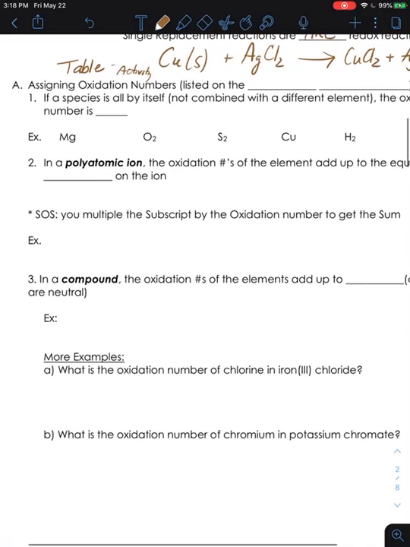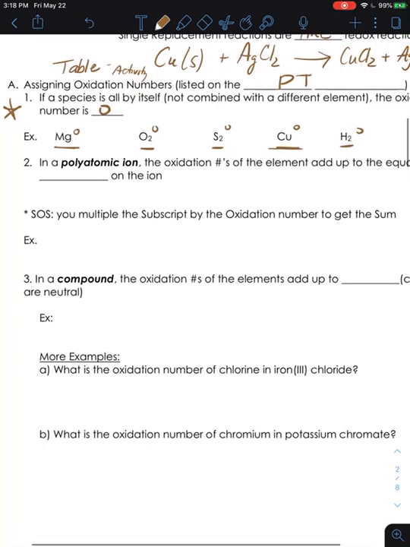So taking a look at these oxidation numbers, like we said, it's listed in the periodic table. Key rule, do not forget, if it is by itself, by definition, it has no charge. So magnesium, a metal, no charge. Looking at our diatomic gases, if they're by themselves, and that's how they're found in nature, it's going to be an oxidation charge of 0. Any metals by themselves, oxidation of 0.